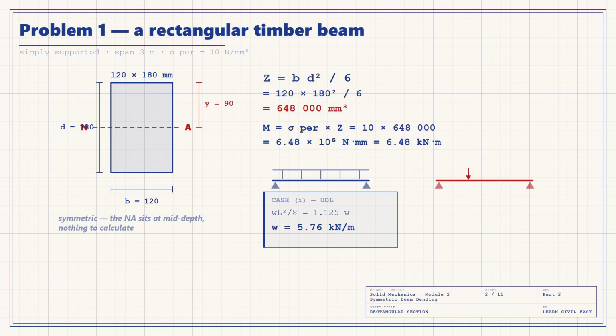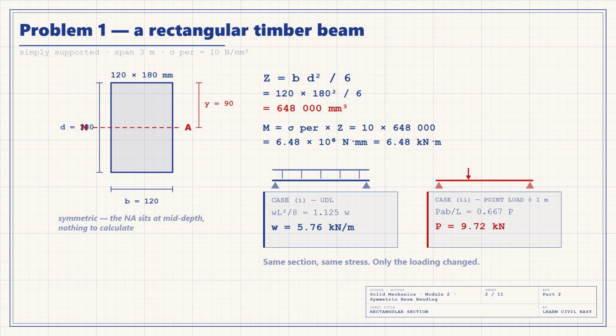But suppose instead it is a single point load, 1 meter from the left support. Then the maximum moment is PAB over L, that is P times 1 times 2 over 3, or 0.67 P. Set that equal to 6.48, and P is 9.72 kilonewtons. Same section, same permissible stress, only the loading changed and with it the answer.